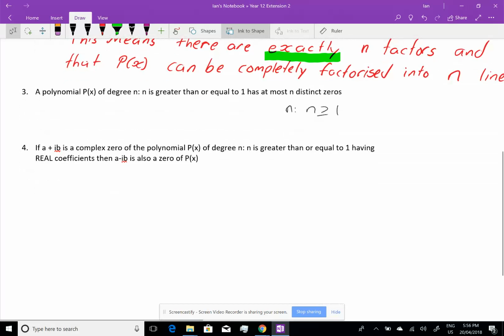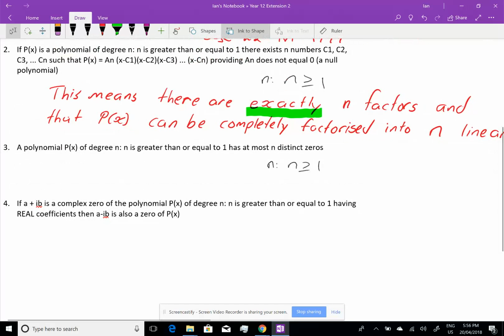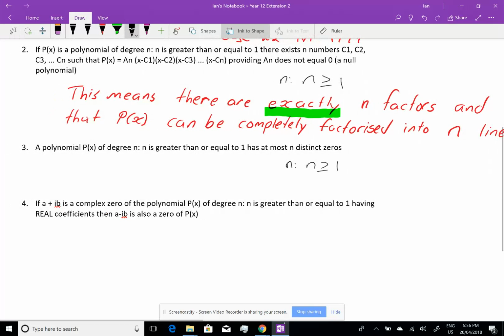And finally, the last one, it means that you could have less. That's accounting for this. This means there could be less.